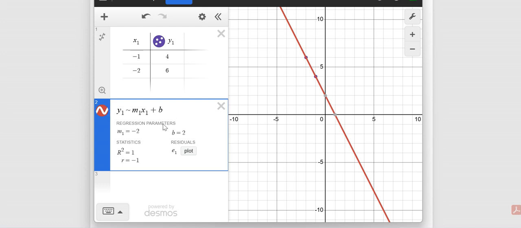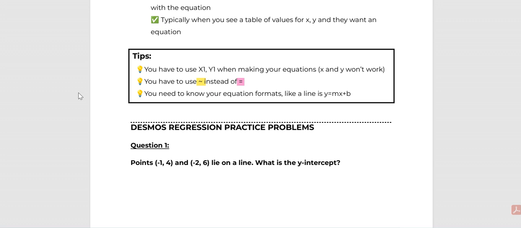Y-intercept means if we set x value to 0, then when we solve, our y value is the constant, right? So our correct answer for what is the y-intercept is just +2. So you can use Desmos for questions like this on your SATs.